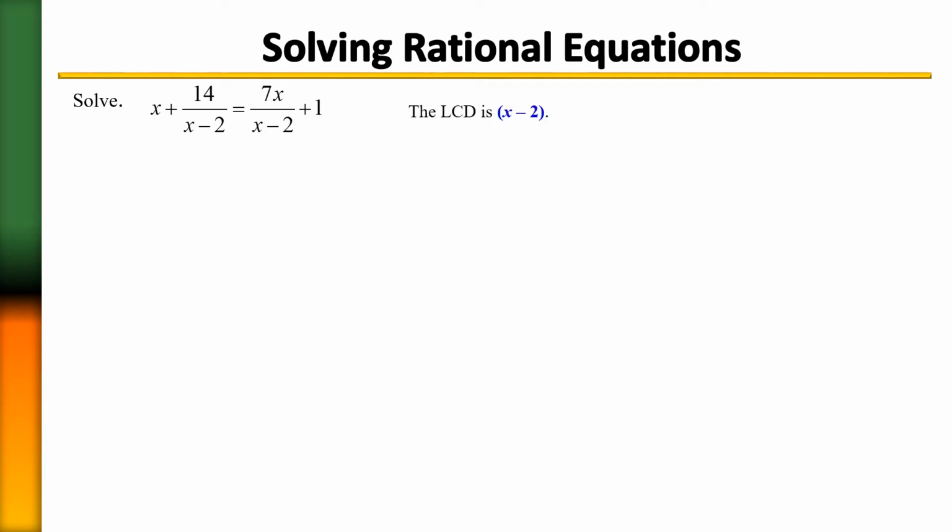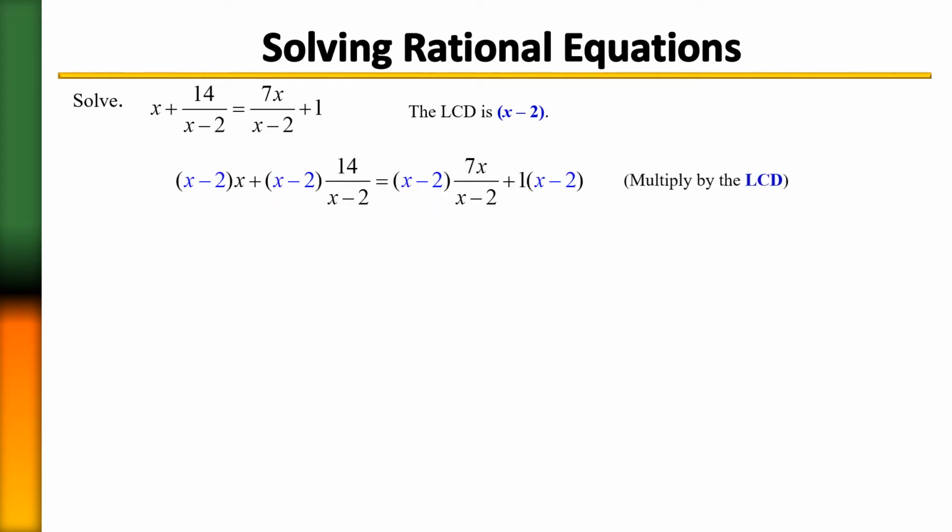Step 2, what do we do with the LCD? We're going to multiply all four parts of the equation by the LCD. Why do we do this? In order to get rid of the rational expression so that it will leave you with just a regular equation for which you solve for x.